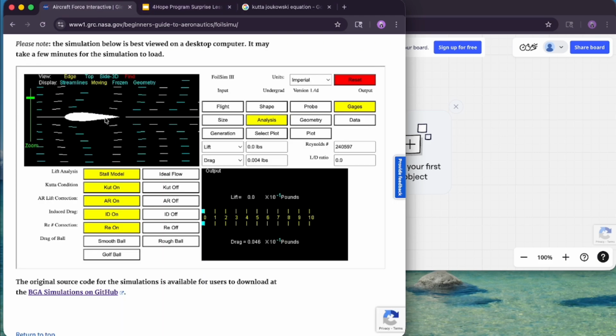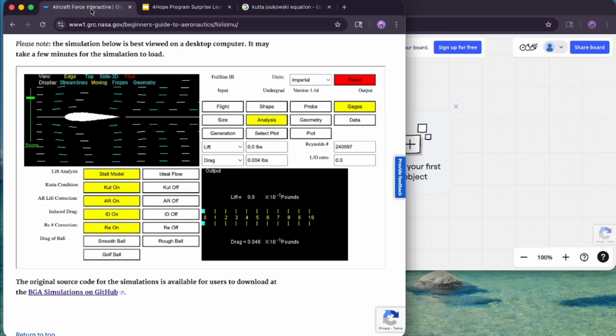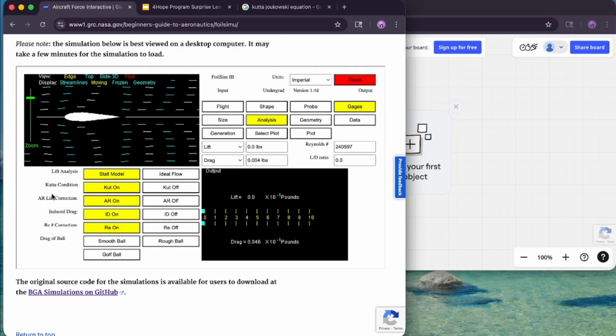So it's basically air behavior that occurs, I believe, through a specific circulation of a vortex, and that allows the air to flow around that single airfoil. So yeah, we have a stall model for lift analysis. We're going to go over all of these now. So we have this lift analysis, we have the ideal flow.